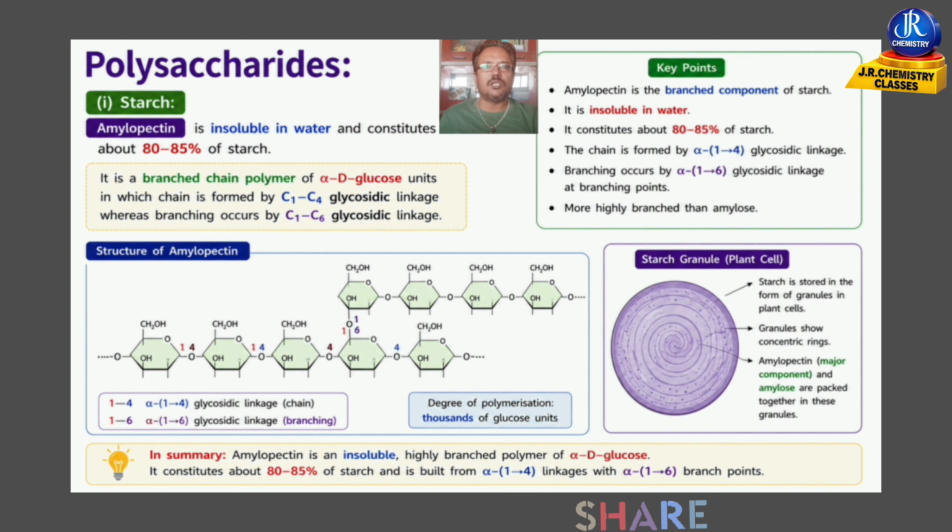It is a branched chain polymer of alpha-D-glucose units in which the chain is formed by C1-C4 glycosidic linkage, whereas branching occurs by C1-C6 glycosidic linkage.